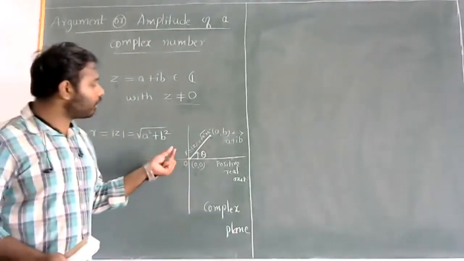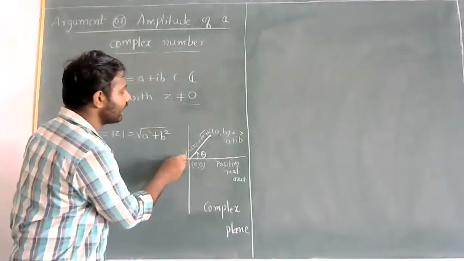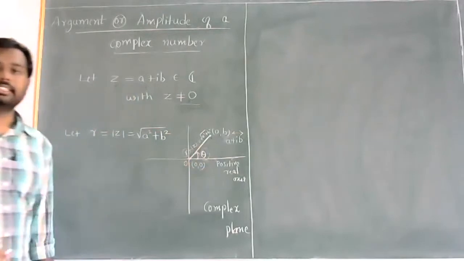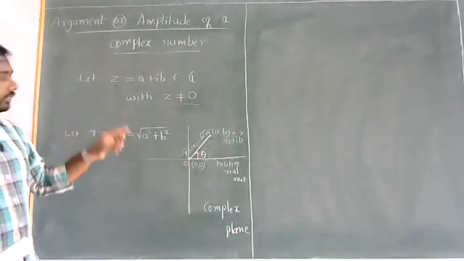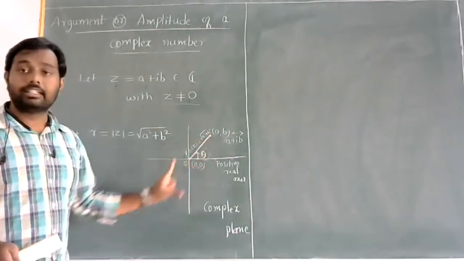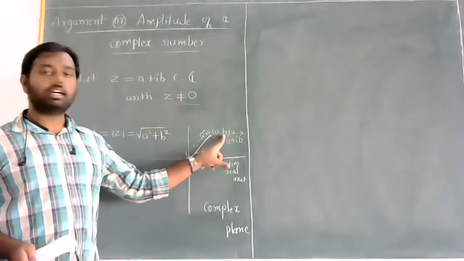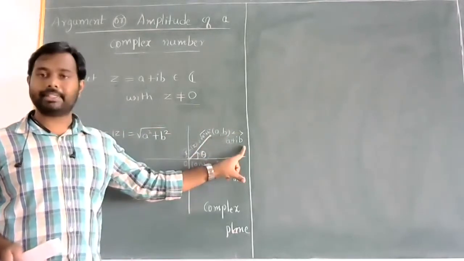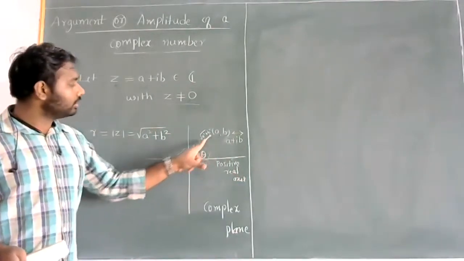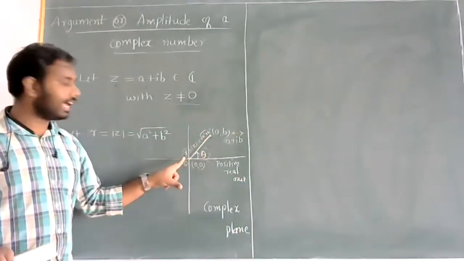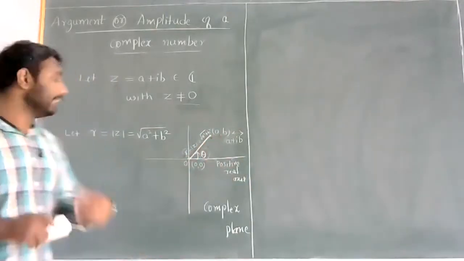So now I have two new real numbers. One is r and the other is theta, where r is the modulus of the complex number, which indicates the length of the line joining the origin and the given complex number a plus ib, and theta is the angle between this line, the line from the origin to the complex number, and the positive real axis.